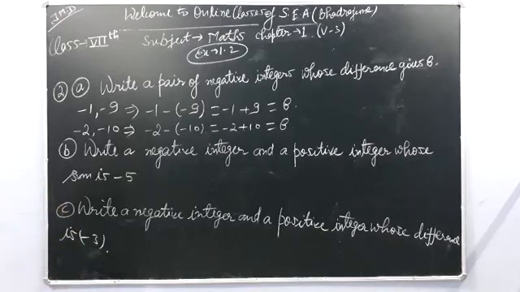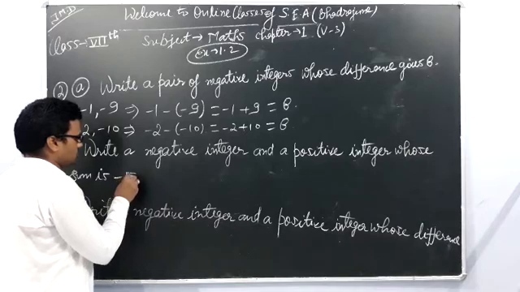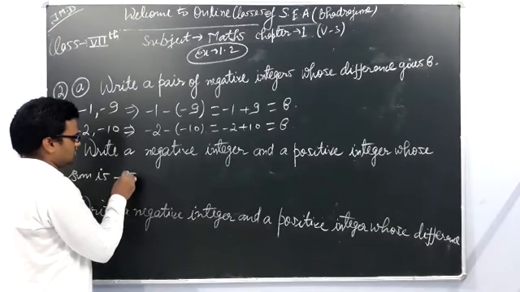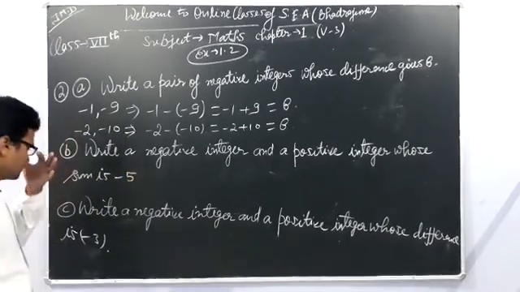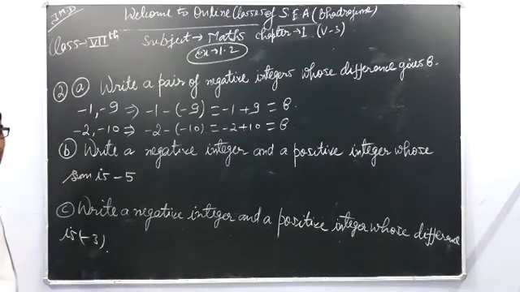After that, part B is: write a negative integer and a positive integer whose sum is minus 5.